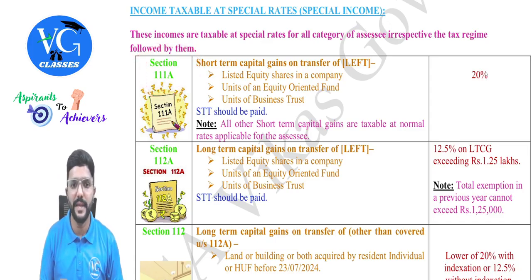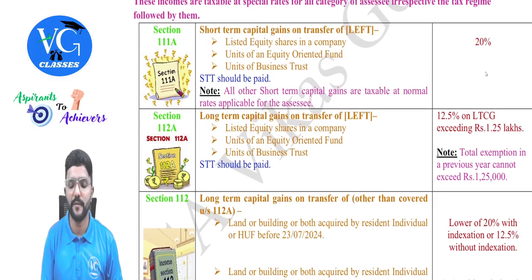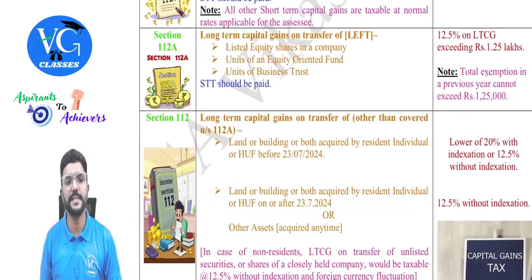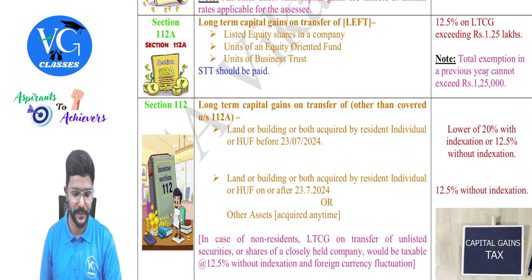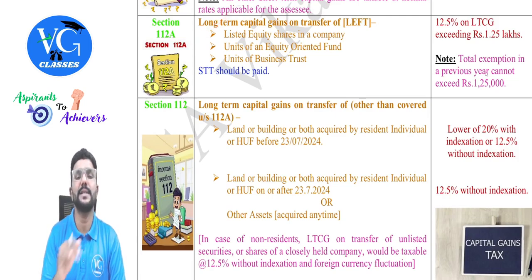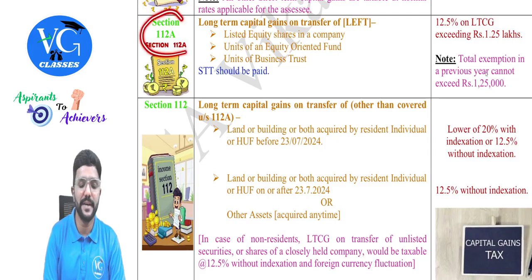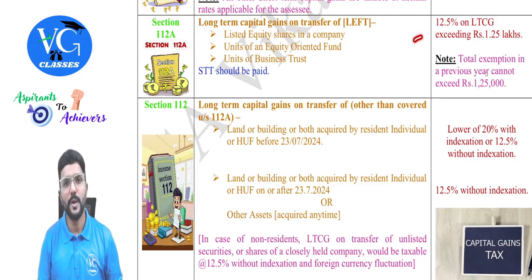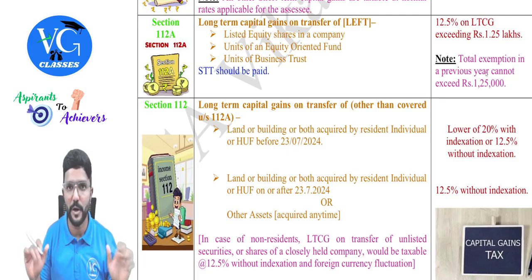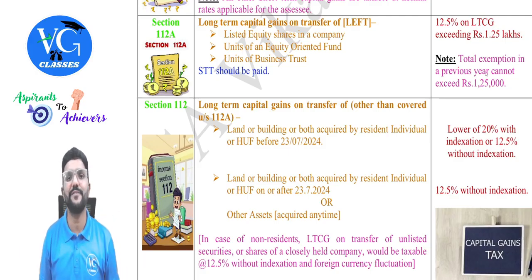And if the same gain is long-term on the transfer of these assets, then it is covered under section 112A, guys. Long-term capital gain on the transfer of LEFT, that is listed equity shares in a company, units of equity-oriented fund, and units of business trust, is covered under section 112A. What is the rate? 12.5% on the long-term capital gain exceeding 1,25,000, guys. So up to 1,25,000, it will not be taxable. In excess of 1,25,000, whatever is there, that part only will be taxable.